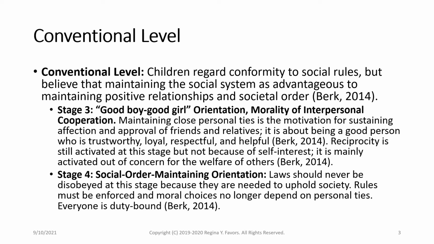Right? Stage 4, social order, maintaining orientation. So laws should never be disobeyed at this stage because they are needed to uphold society. Rules must be enforced, and moral choices no longer depend on personal ties. Everyone is duty bound. So as you progress as a child into your adolescent stages, you've already had multiple chances to obey laws, right? At least obey rules in the house, right? And if you buck at those rules and say you're going to do whatever you want to do, then outside of the home is where there will be higher consequences, because you may be able to talk crazy to your mother or to your father, but you can't talk crazy to an authority figure at your job and still keep your job.